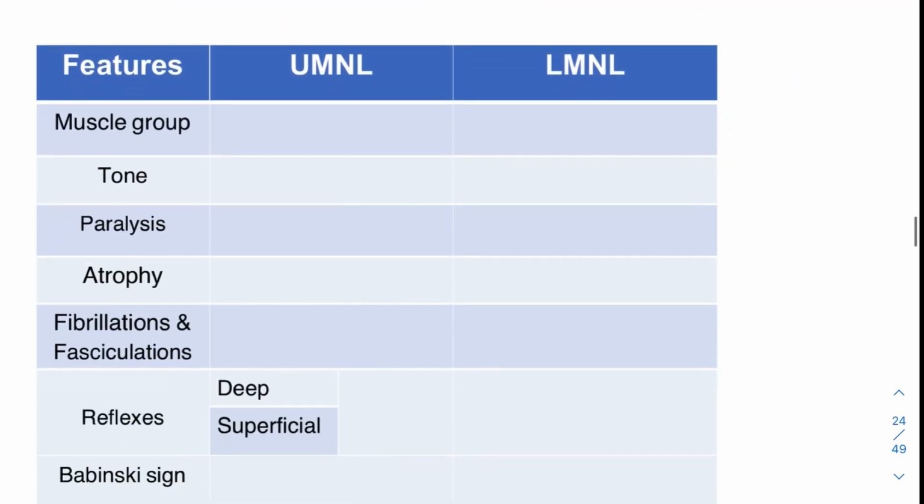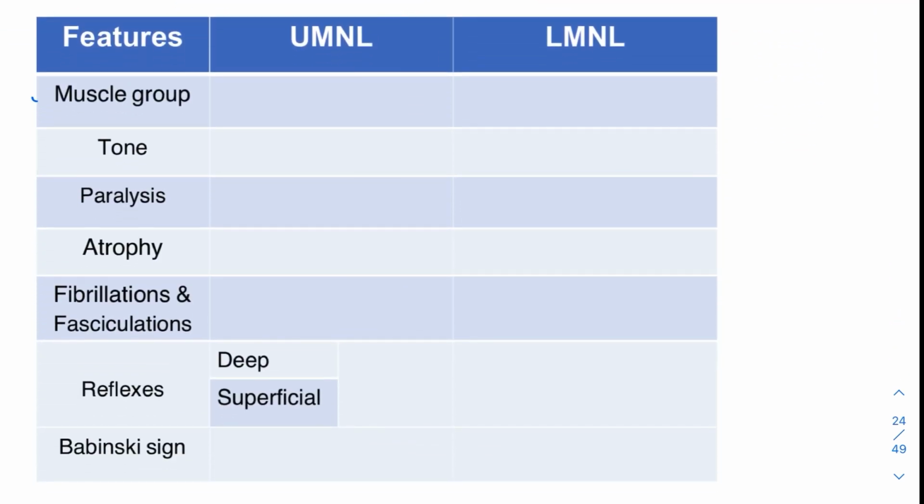Now, what are the differences between these two? The muscle group involved, the tone, the paralysis, atrophy, fibrillation and fasciculation, reflexes and Babinski sign. All these are different in upper and lower motor neuron lesions.